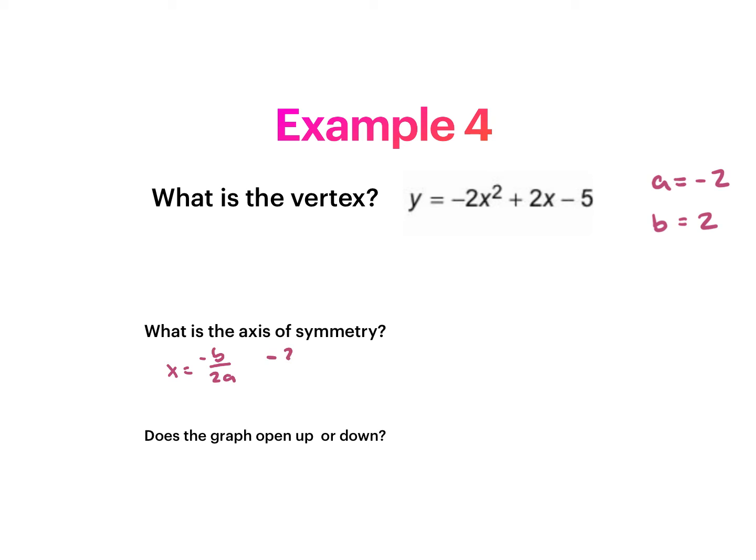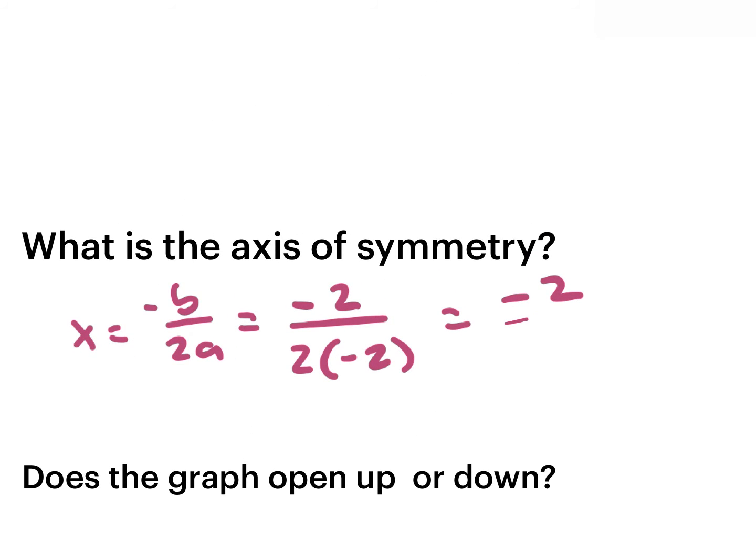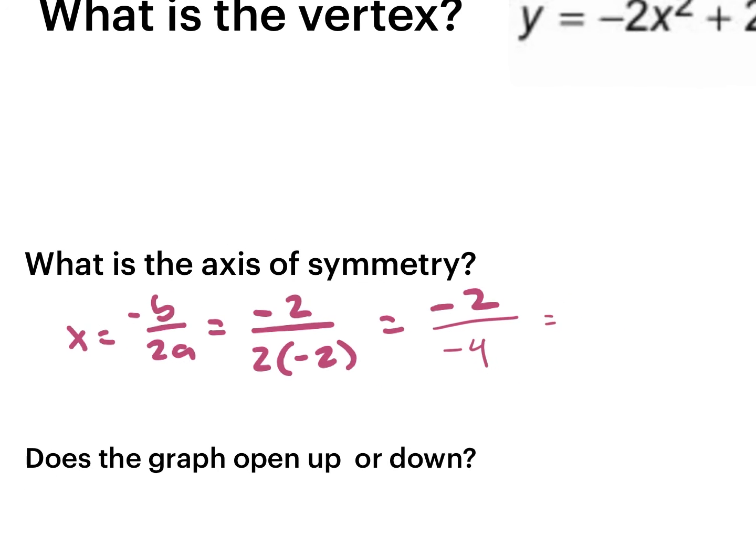So I have negative 2 over 2 times negative 2. So negative 2, what's 2 times negative 2? Negative 4. How can I simplify negative 2 over negative 4? What's negative divided by a negative? So positive 1/2. So x is equal to 1/2 is my axis of symmetry.